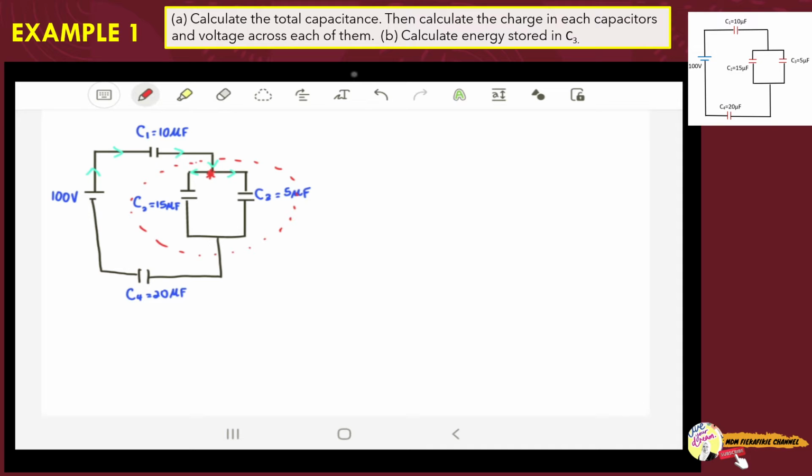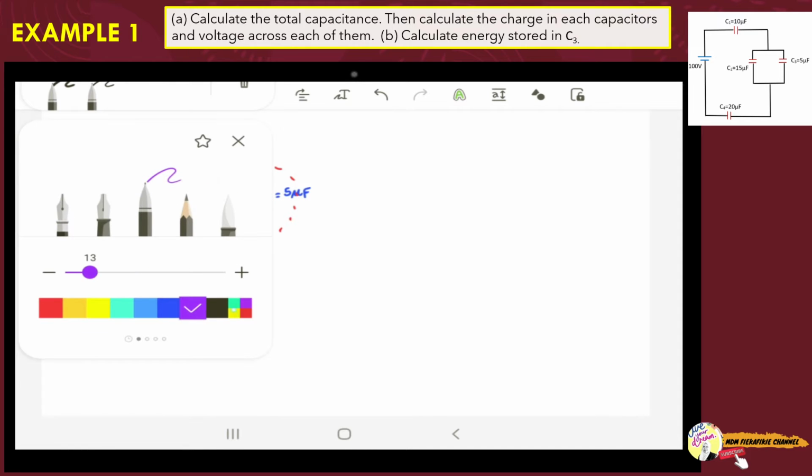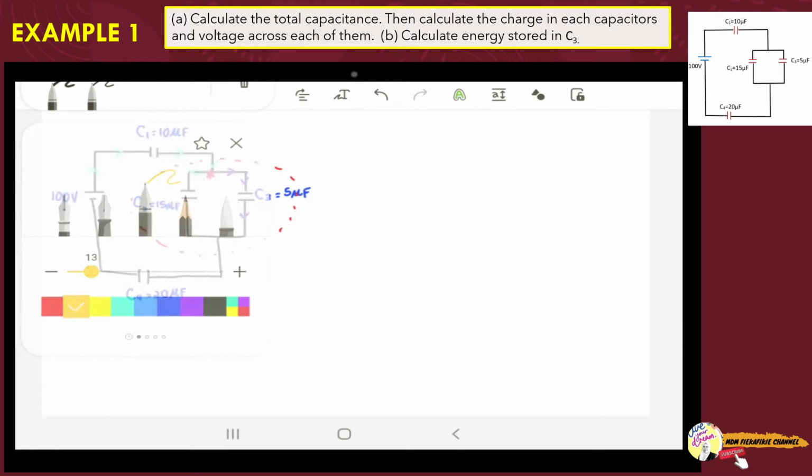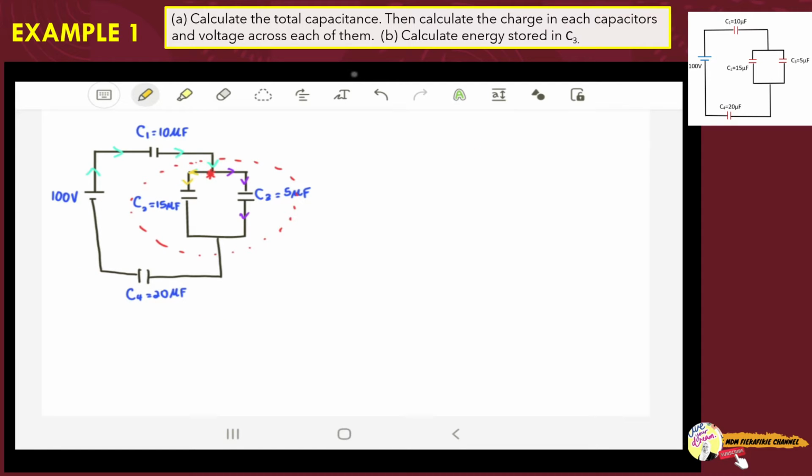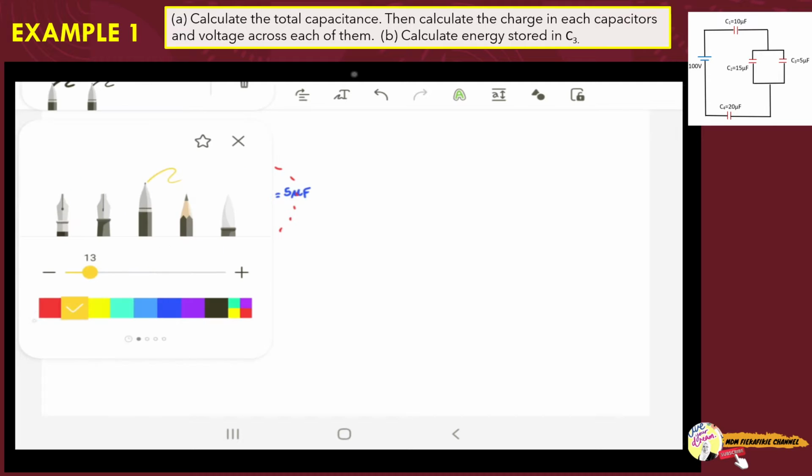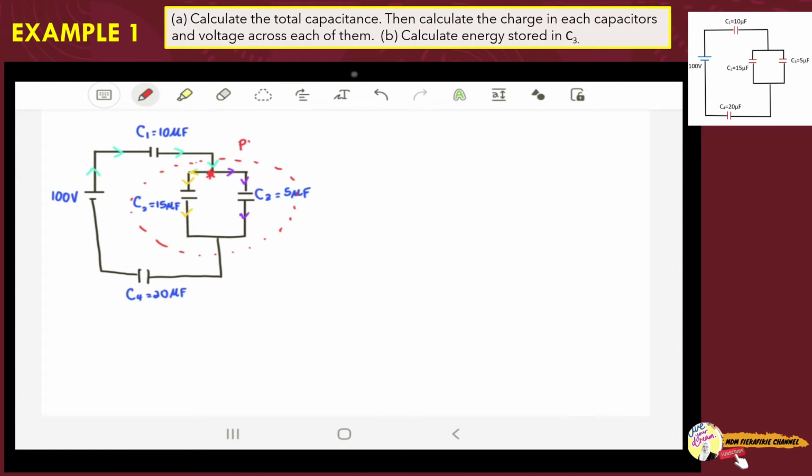Let's say the current that passed through C3 is the purple color, and let's say I use yellow for the current that passed through C2. If you see different colors, it means the amount of current that passed through C2 and C3 is not the same, so they are parallel. Alright, so you can see here we have a parallel combination between C2 and C3.